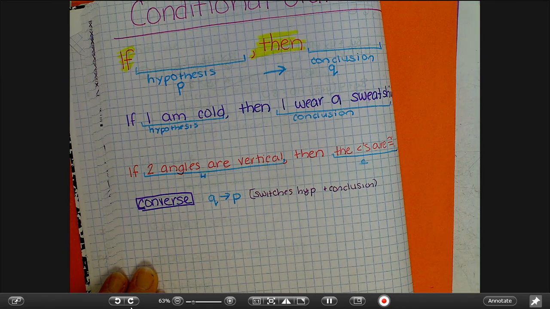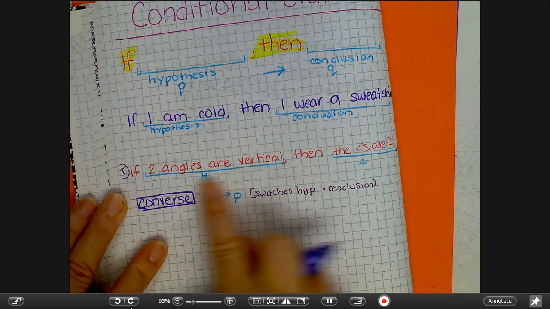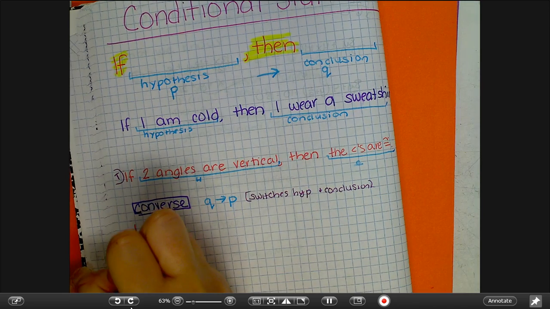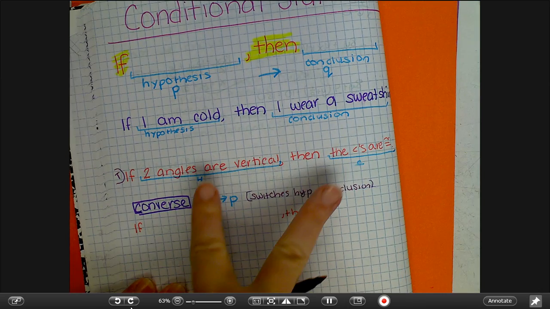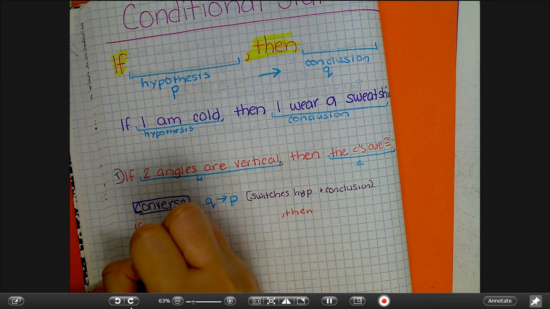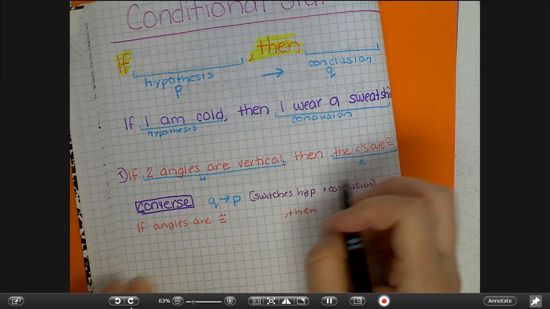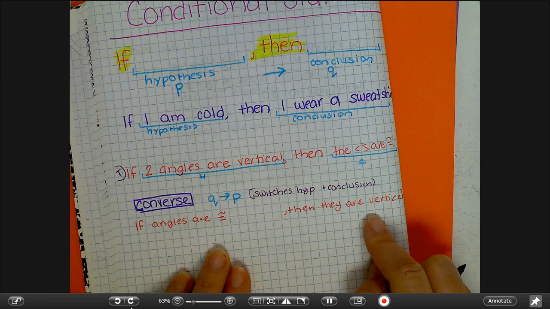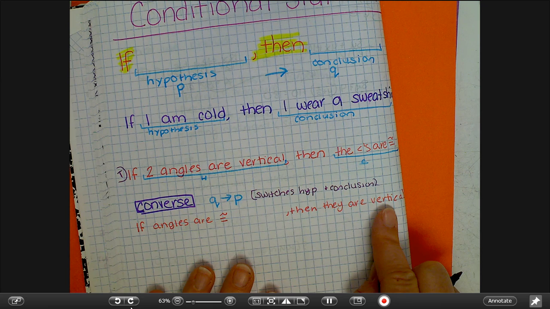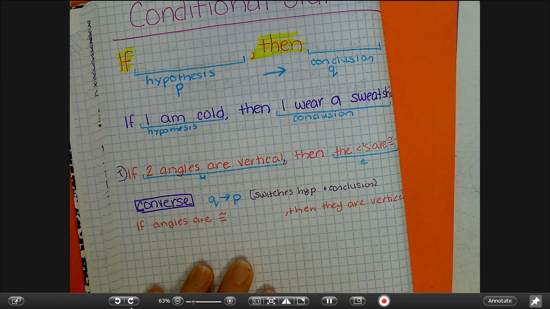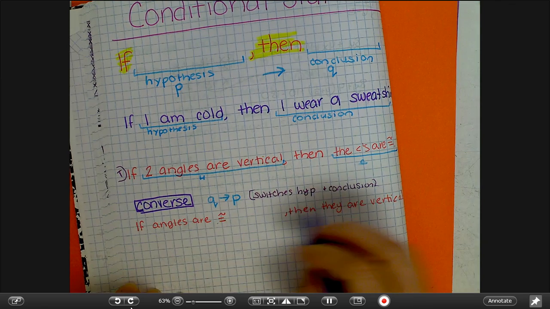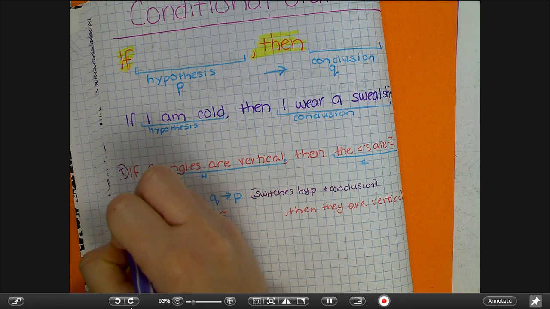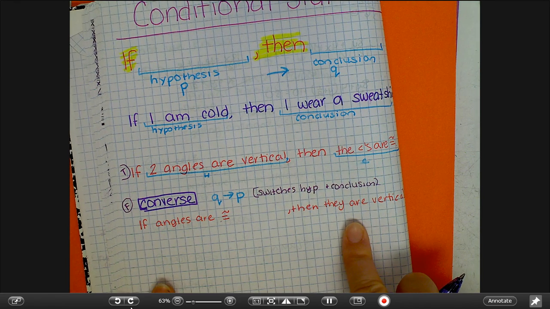Okay? And we've already decided that our original statement is true. If two angles are vertical, then the angles are congruent. It's true. So does that hold up for the converse? Remember that if and then stay in the same place. And we're going to move the hypothesis and conclusion around. So if angles are congruent, then they are vertical. And you can kind of change up the wording a little bit to make it comfortable. All right. So we want to decide if this is true or false. Can you think of any times when angles are congruent, but they're not vertical? The first one that pops into my head is isosceles triangles. The base angles are congruent. So because I can think of even one example, this entire statement is false. The converse is false.